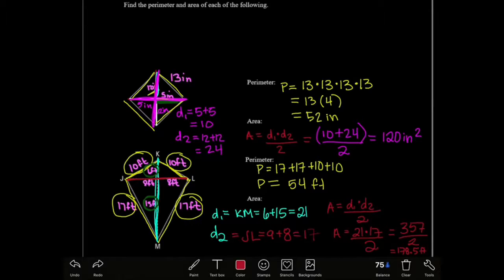feet squared. Alright, so all this is, remember, rhombus and kite, those will use the same formulas for area and perimeter. If it's a polygon, if it's all straight lines, you're set. Just add them up. Add all the sides. Here we're working with diagonals, so it's just important to remember that that's what the D's stand for in this area formula. Alright, so as long as you know the formula, plug it in, solve, you'll be good. Alright?